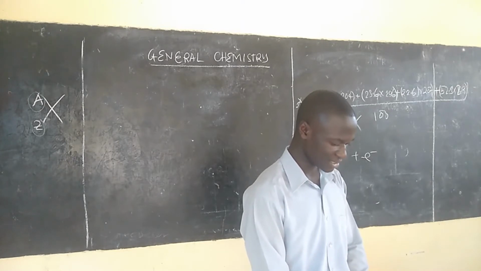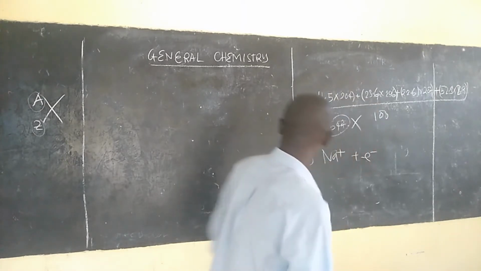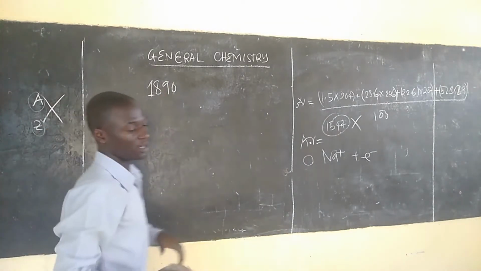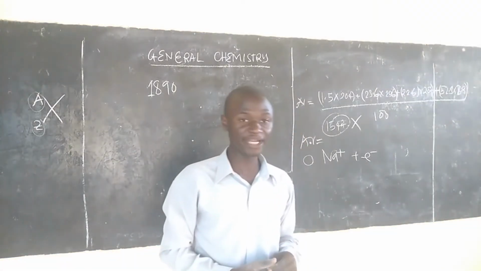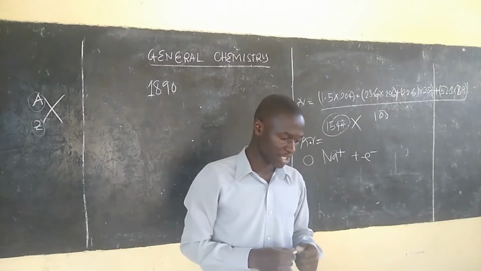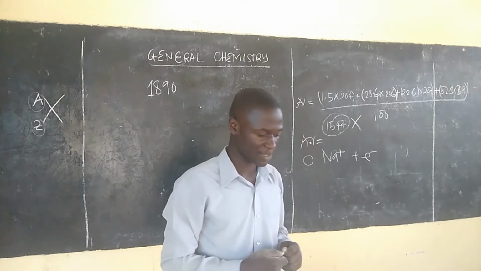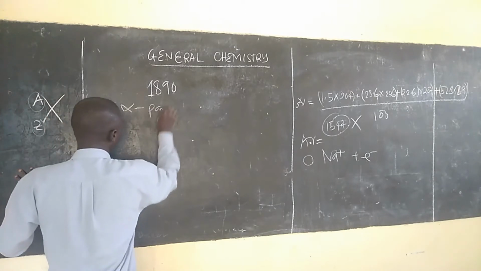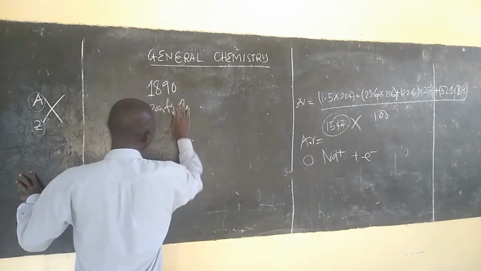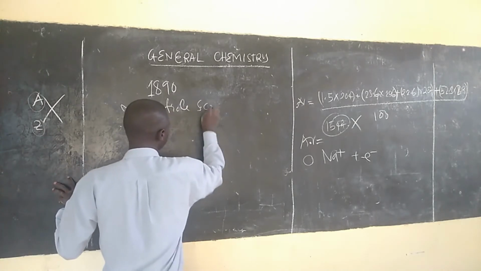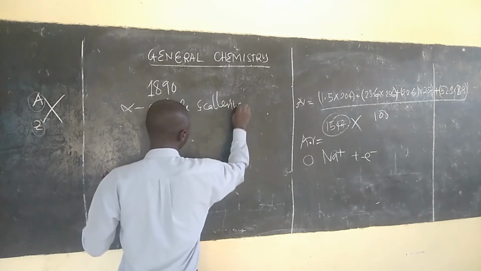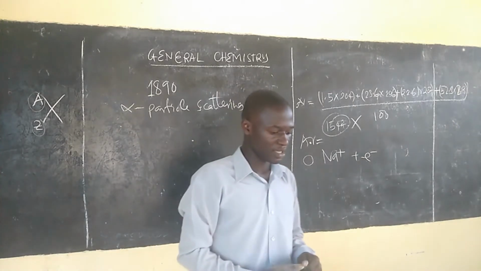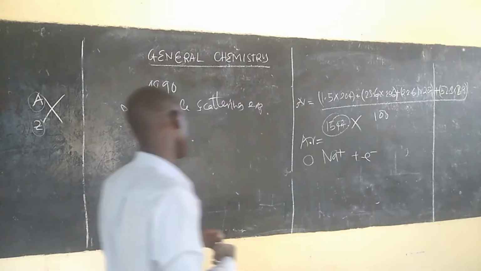So in 1890, Rutherford and his students performed a series of experiments known as the Rutherford scattering experiment, or sometimes I call it the alpha particle scattering experiment. The alpha particle is a positively charged particle.